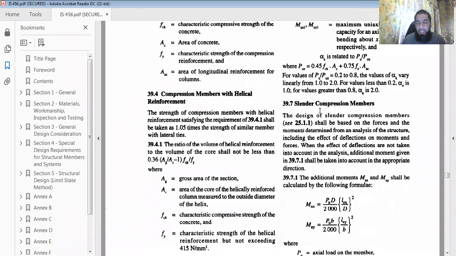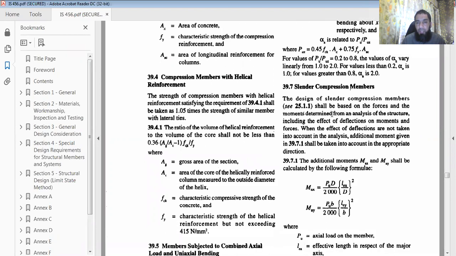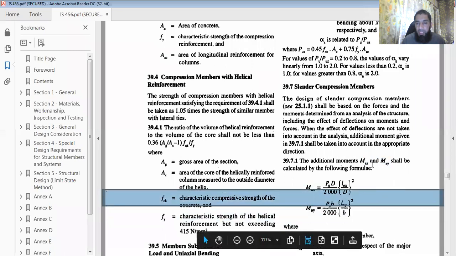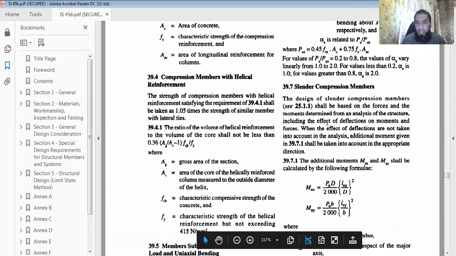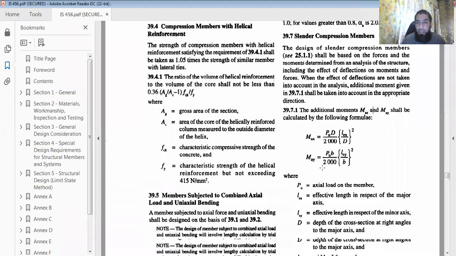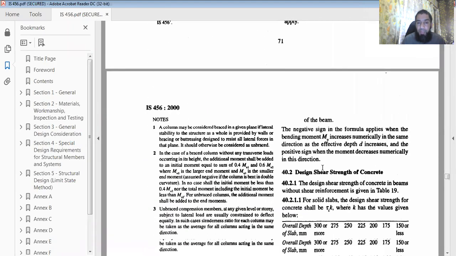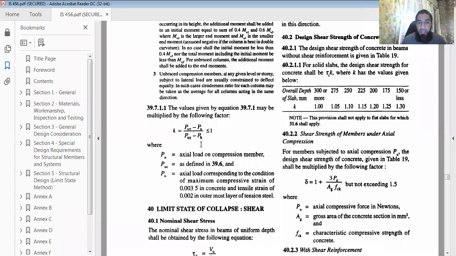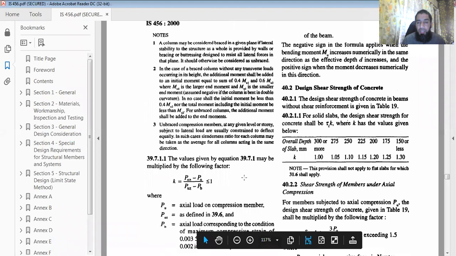Now when the case is quite complicated, when you are designing a slender compression member, then you would have additional moments there, and those additional moments shall be calculated as per those given here. Now these additional secondary moments happen due to the deflection or the buckling of the column plus the lateral deflections of the column. So finally, you would have to design for the shear, the ties.